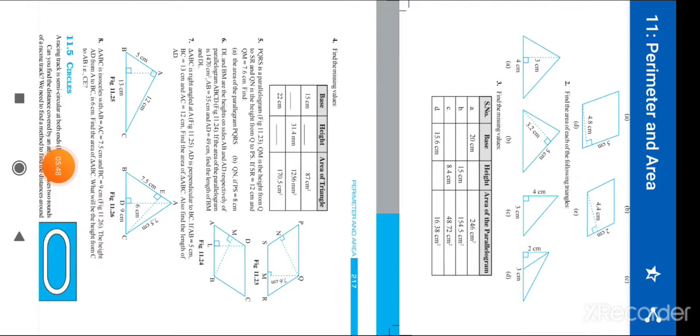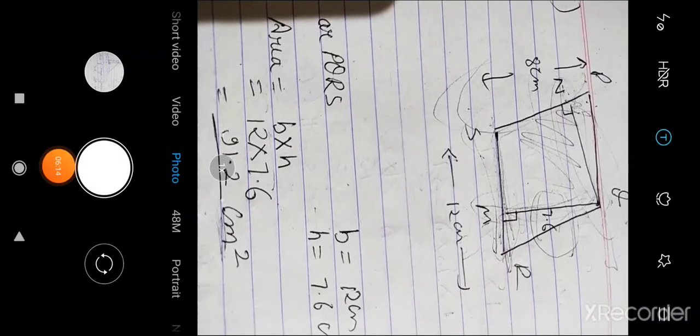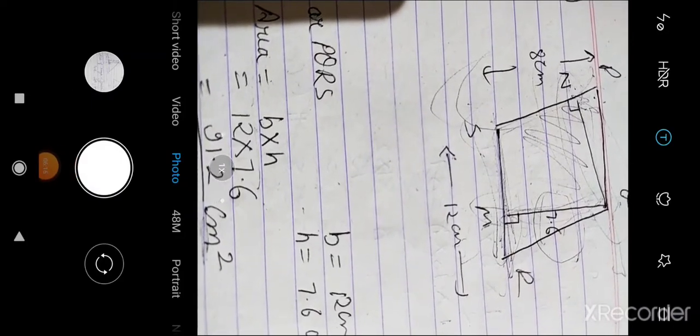Question number 5th. Fifth question is PQRS is a parallelogram. Figure 11.23, QM is the height from Q to RS and QN is the height from Q to PS. If SR is equal to 12 centimeter and QM is equal to 7.6 centimeter, find the area of parallelogram PQRS. In the part B, we have to find out QN if PS is equal to 8 centimeter. So start with the first part.